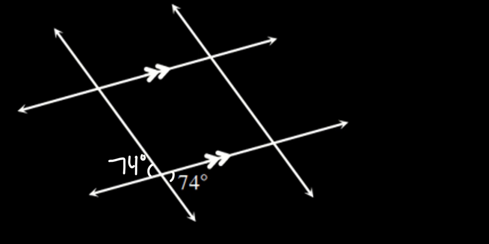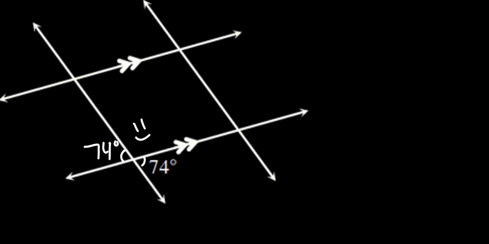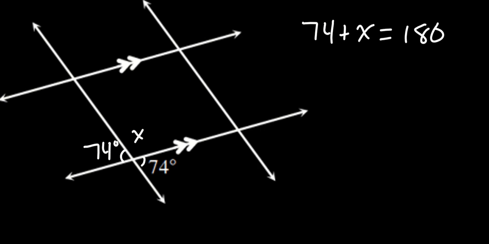The other thing that I know is that linear pairs have to add up to 180. That makes me able to think about this angle here with the smiley face. And I know that that angle that's smiley plus the 74 has to add up to 180. Let's call it x. So if I say 74 degrees plus some angle x has to equal 180, that means x has to equal 180 minus 74.